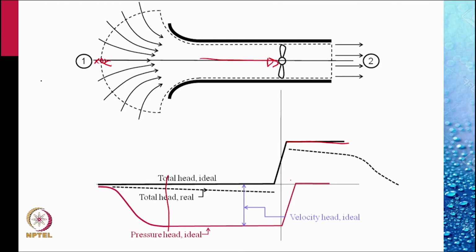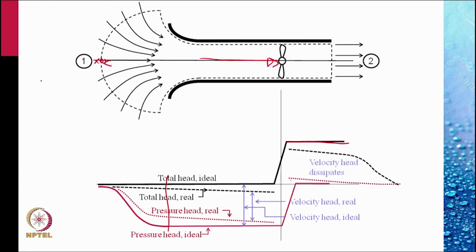If there was viscosity present, there would be losses against the walls of the duct, and the total head would decrease constantly. This broken line shows the decrease in total head. The pressure would also decrease constantly along this, and so the real pressure head would be this broken red line, and the real velocity head is this.